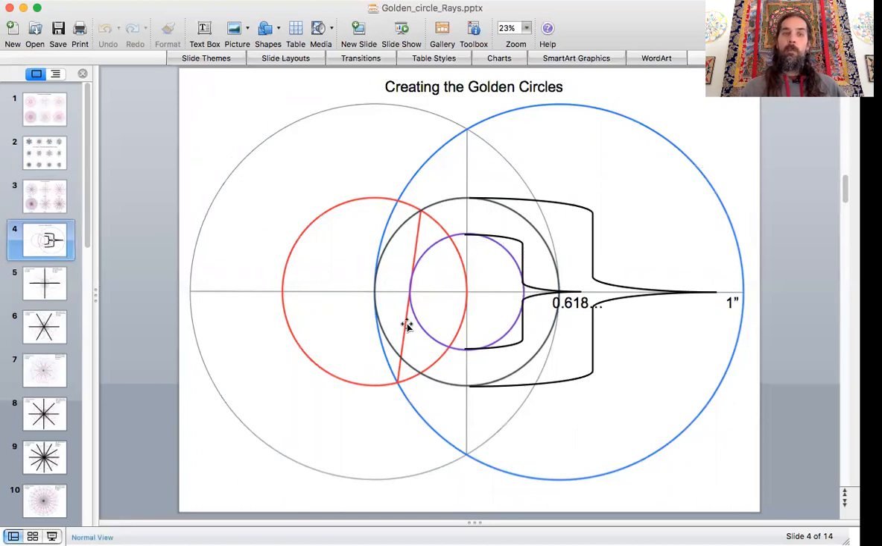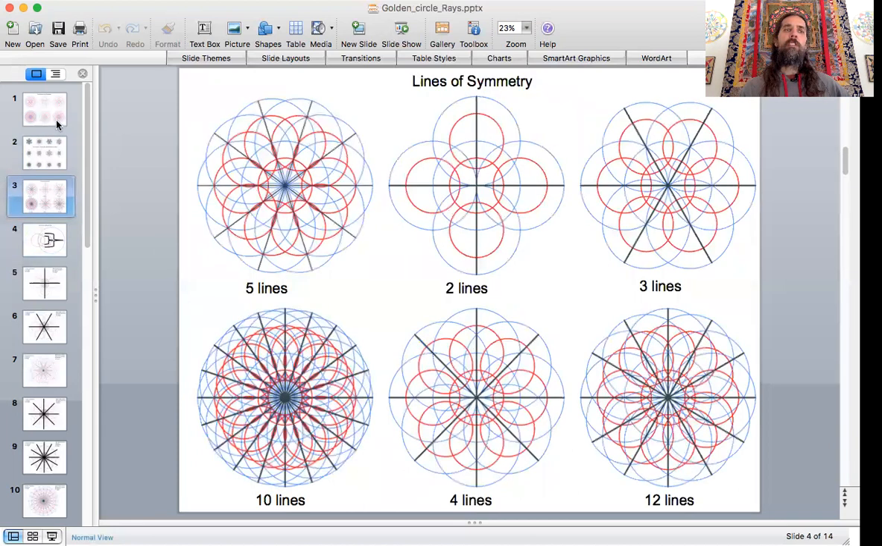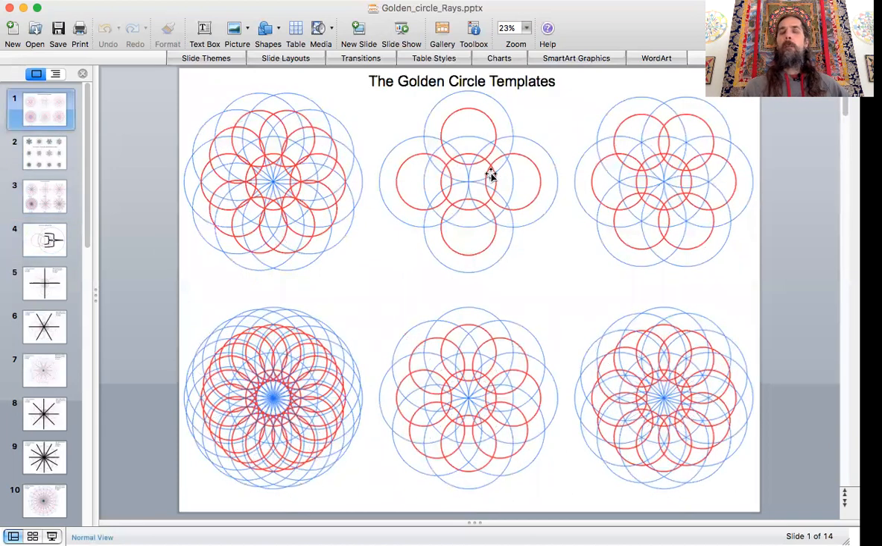Here, this line would cut this line right here, giving us a chance to use our compass to draw this golden circle in the middle, which would be 0.618 inches. Such a simple maneuver, and all these patterns that I just showed you at the beginning are all basically starting off with the same technique. And then I'm just using traditional sacred geometry techniques to draw 6, 4, 5 or 10 circles around them here, as you can see.